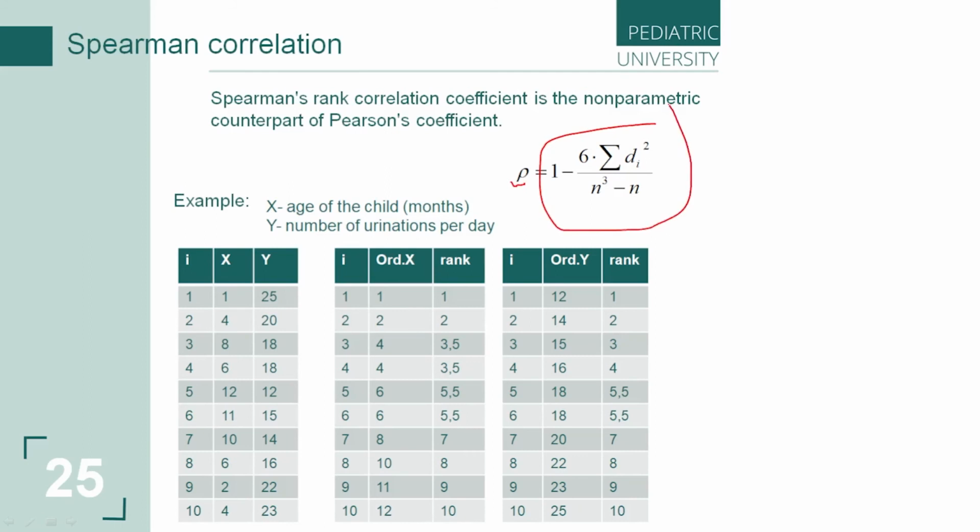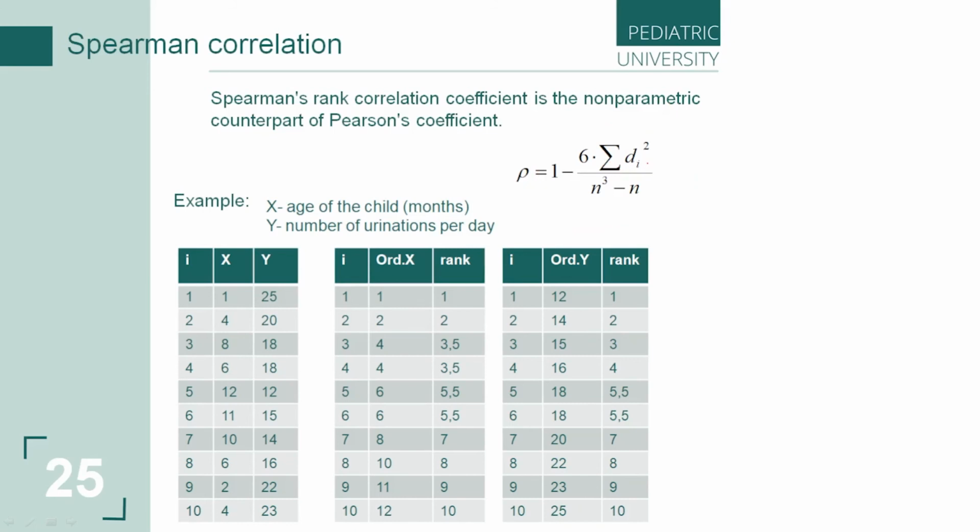In the formula, what is n? Again, n is the sample size. And what is di? Di is a rank difference. Let's look at an example again.